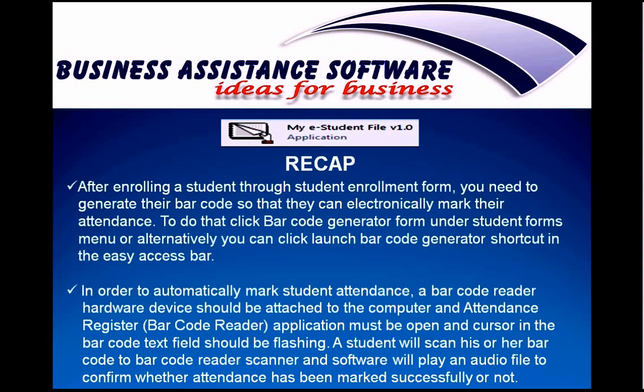After enrolling a student through the student enrollment form, you need to generate their barcode so that they can electronically mark their attendance. To do that, click Barcode Generator Form under the Student Forms menu, or click the Launch Barcode Generator shortcut in the Easy Access bar. To automatically mark student attendance, a barcode reader hardware device should be attached to the computer. The attendance register barcode reader application must be open, with the cursor in the barcode text field flashing. A student will scan his or her barcode, and the software will play an audio file to confirm whether attendance has been marked successfully or not.